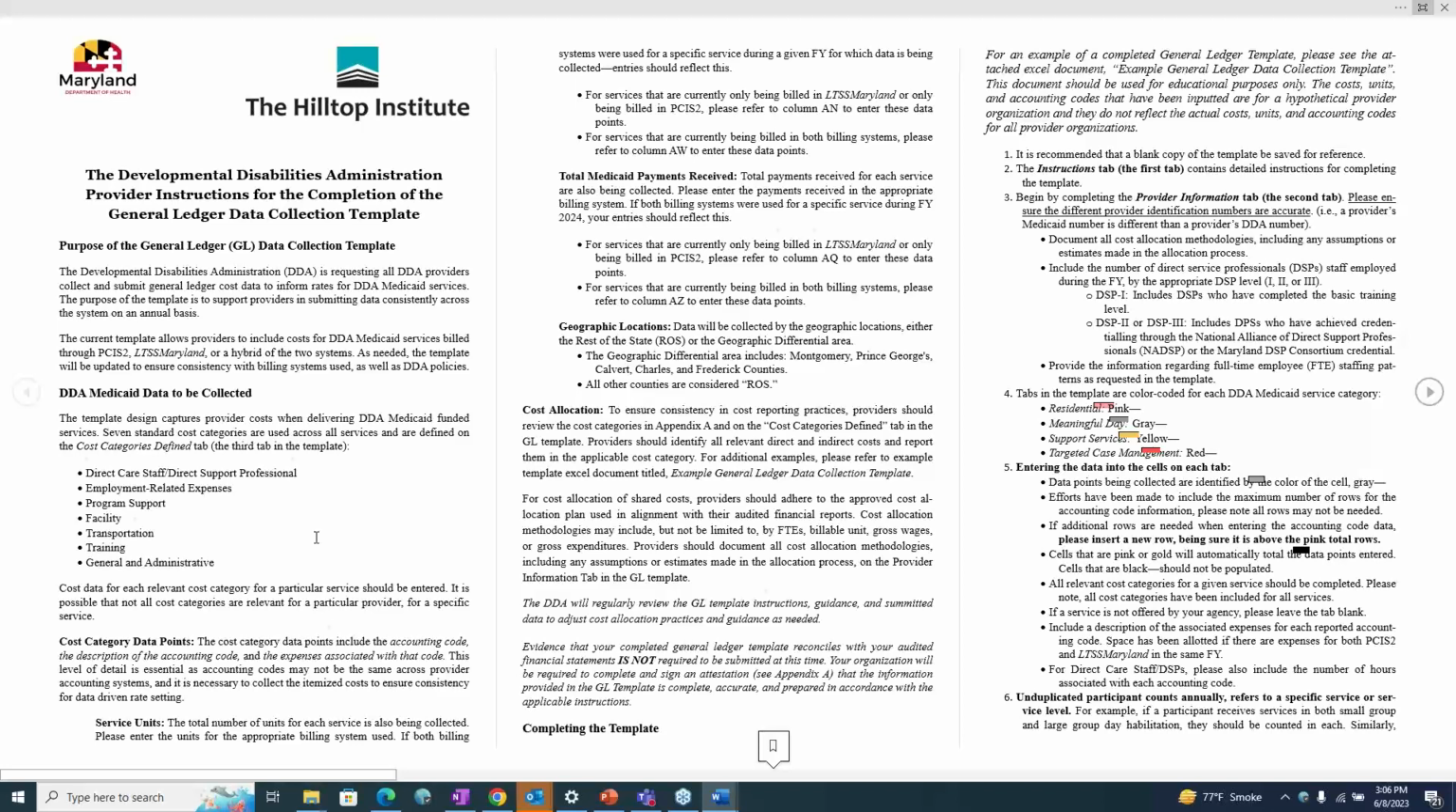So the different cost categories that we're looking at, there's 7 different cost categories: direct care staff or the direct service professional, employment-related expenses, program support, facility, transportation, training, and general and administrative. While all the cost categories are shown for each service tab, it is possible that you might not have expenses in those specific cost categories for a specific service.